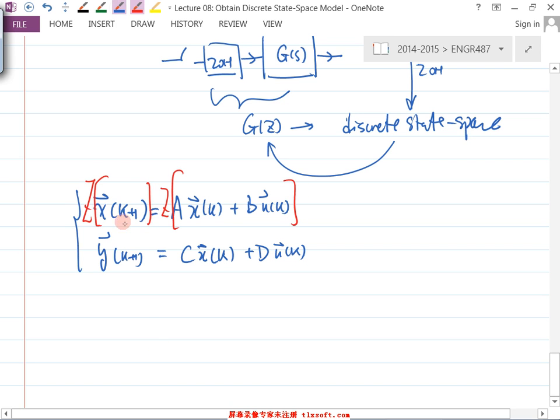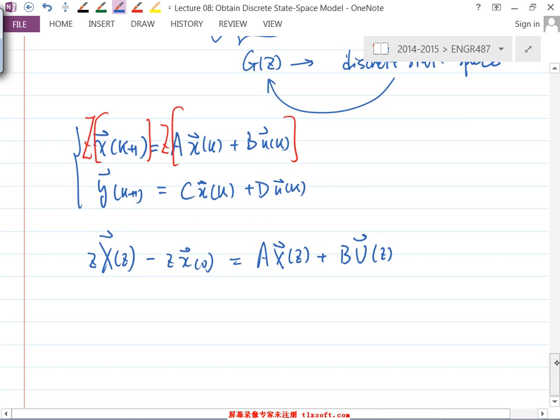So what do we get? On the left side we get z X of z, minus the initial condition, equal to the other side, A X of z plus B U of z. And the last equation here is Y of z equals C X of z plus D U of z.